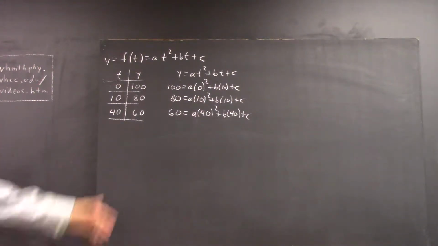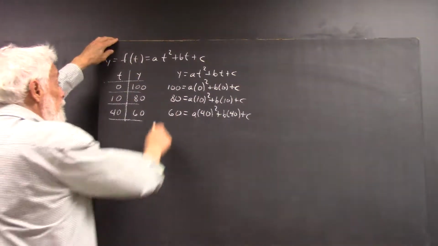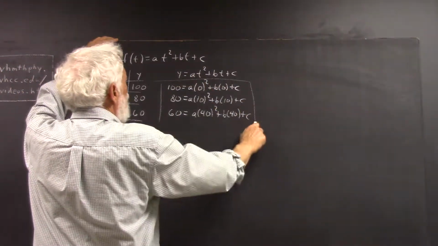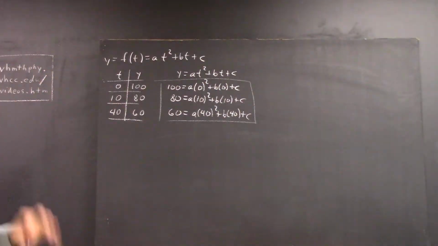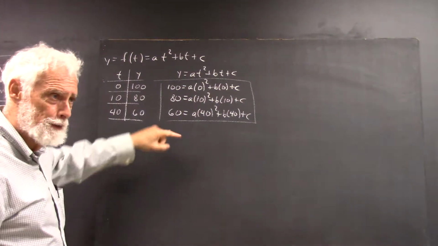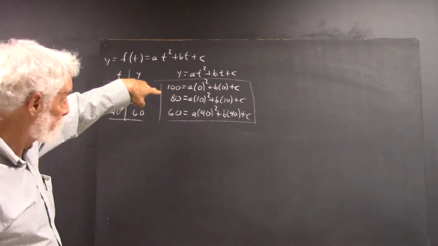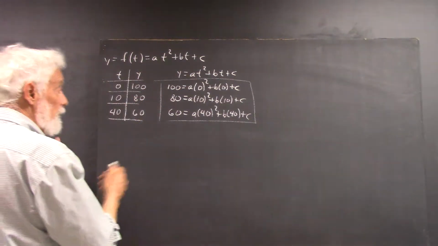Okay? And now we've got a system of three equations, don't we? Let's be literate about this. Okay, right? So I can write this system down, of course.